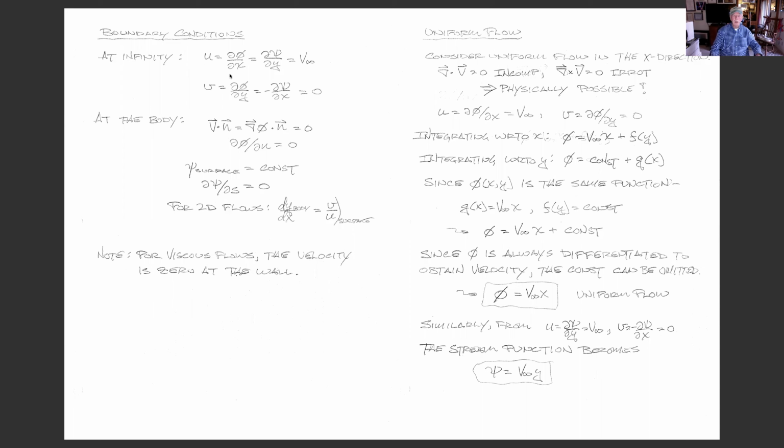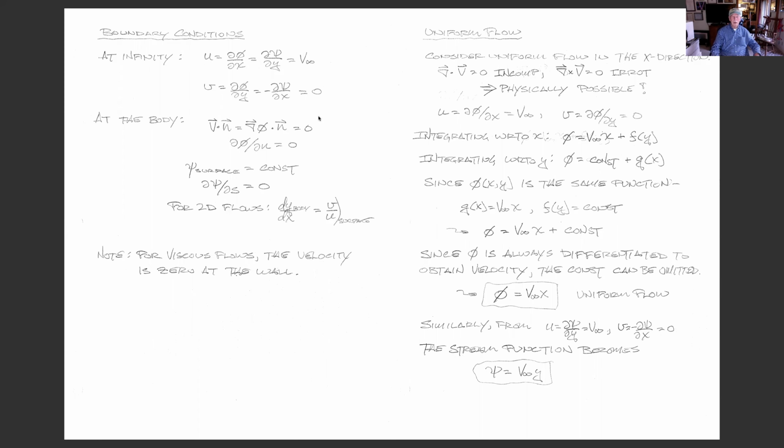We can say that little u is just V infinity and little v is 0. This is parallel and uniform flow arriving at the body. So this is easy to represent. Well, that's not enough to really get the solution to Laplace's equation.